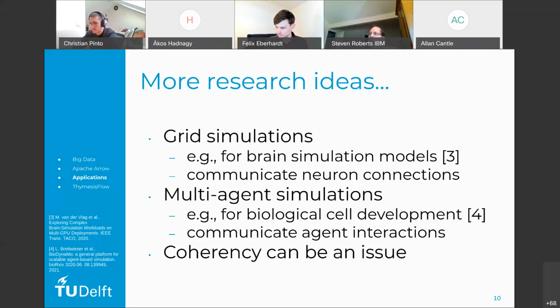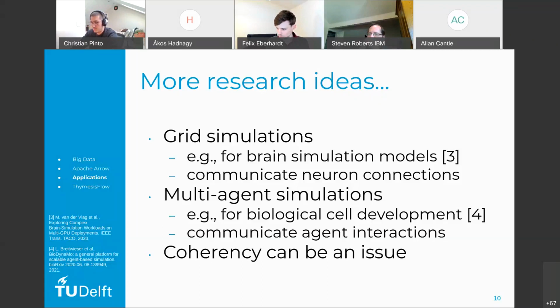Another interesting one is multi-agent simulations, for example, for biological cell development. The paper we cited here, the BioDynaMo paper, claims that this is a very memory-intensive application. Just to put this into context, they claim that with 1 terabyte of memory, you can simulate around 3 billion agents. So if you were to have memory hot plug in this application, that's immediate gain.